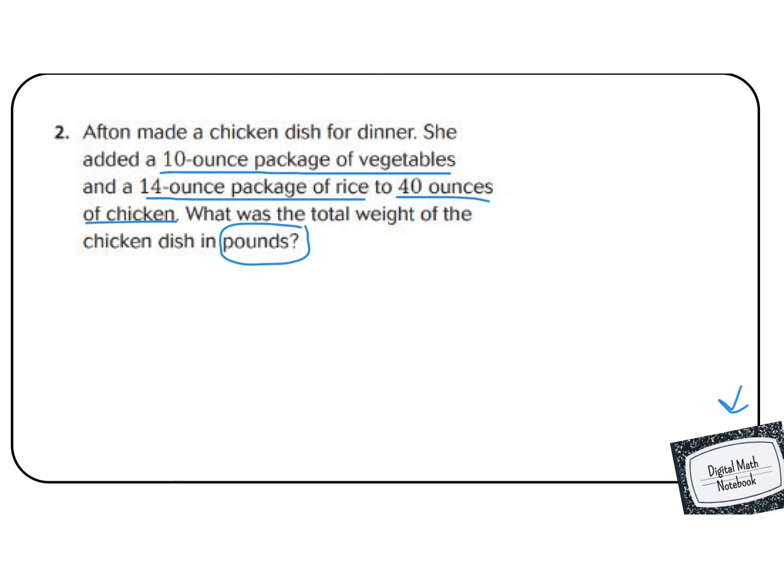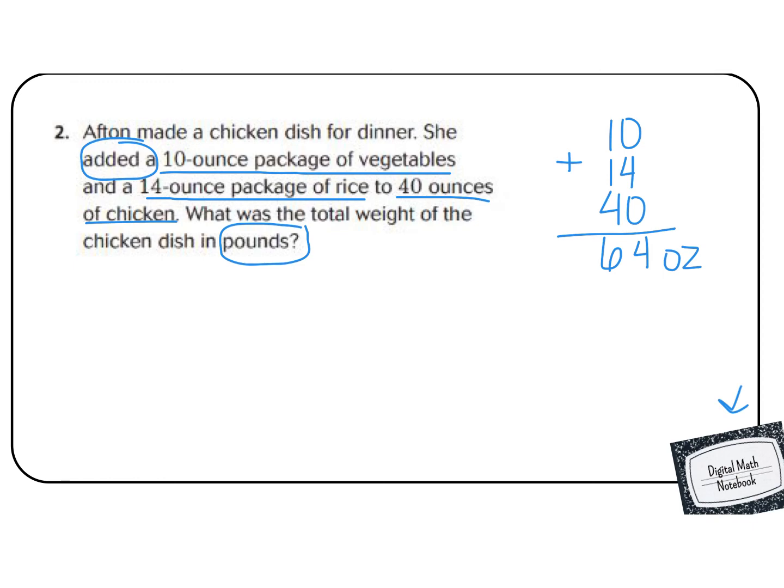So again, remember we have multi-step problems. So it looks like we added a bunch of dishes together. We had 10 ounces of vegetables, 14 ounces of rice, and 40 ounces of chicken. So our first step would be to figure out how many total ounces that we have by adding. 0 plus 0 plus 4 is 4, and 4 plus 2 is 6. So that means we have 64 ounces. But our question didn't ask us how many ounces was the dish. It asked us how many pounds was the dish.